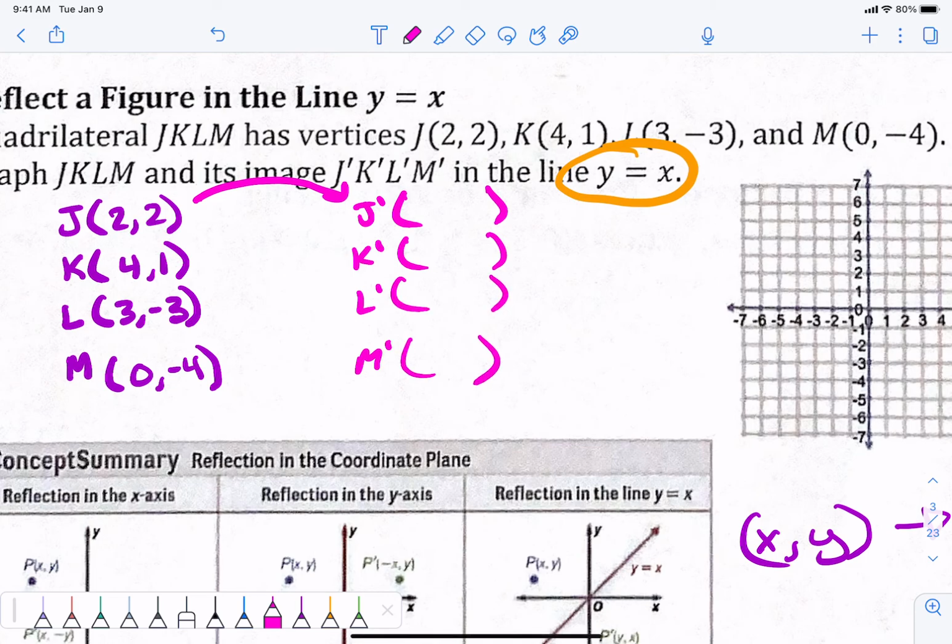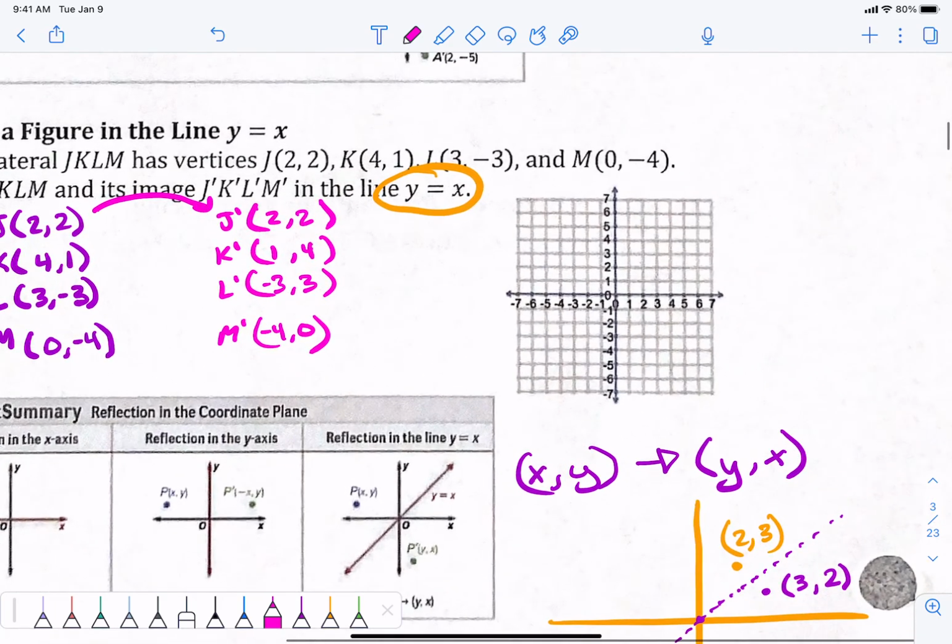Okay, so now the weird part is 2, 2 just stays 2, 2. Why does that stay? Because 2, 2 is going to be on that y equals x line, yeah. The others are going to become 1, 4, negative 3, 3, and negative 4, 0, exactly. Okay, and let's plot those guys, and then we'll be done. 2, 2, 4, 1, 3, negative 3. I'm not going to write out the names of them, just so I don't bog down my graph here.